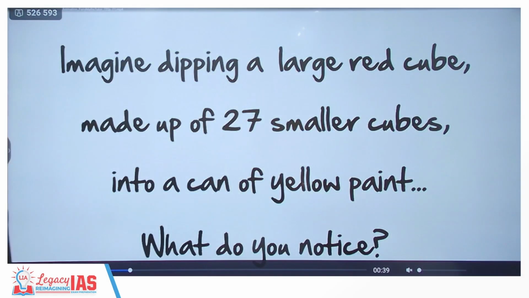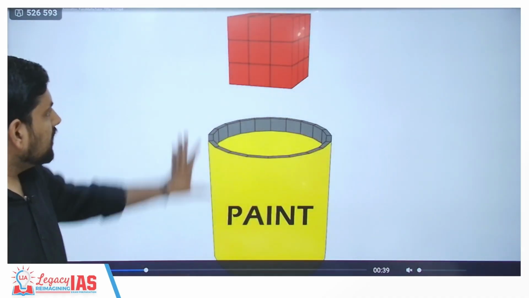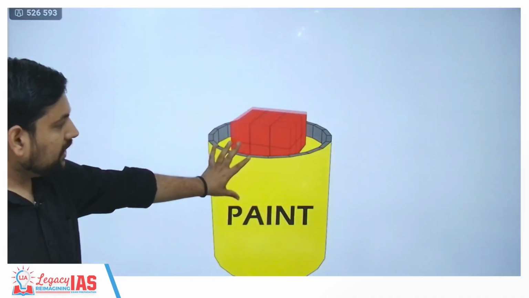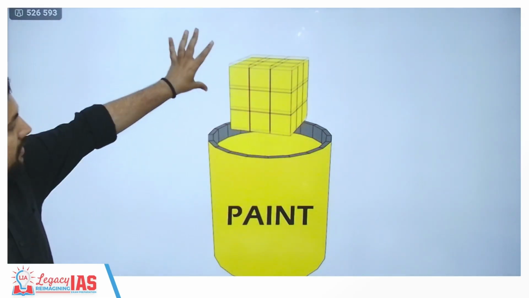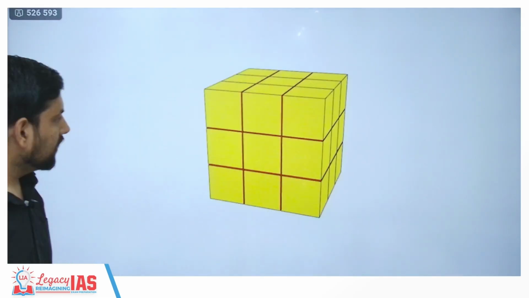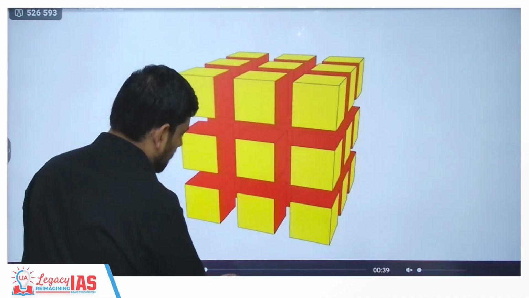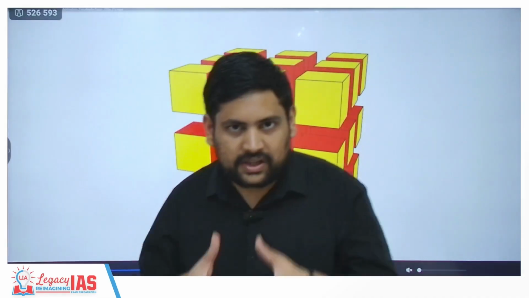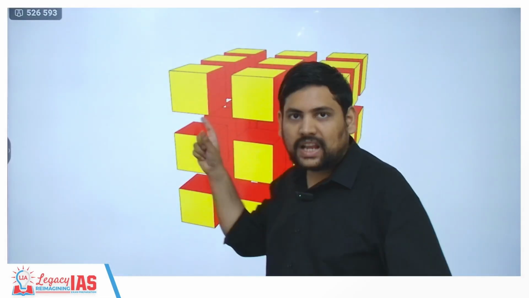See, can you see? These are 27 small red cubes put inside paint and then pulled out. Okay, now if you see what will happen, if he now divides it back into those smaller cubes, what will happen? Some of the smaller cubes will have red color on the inside, correct?